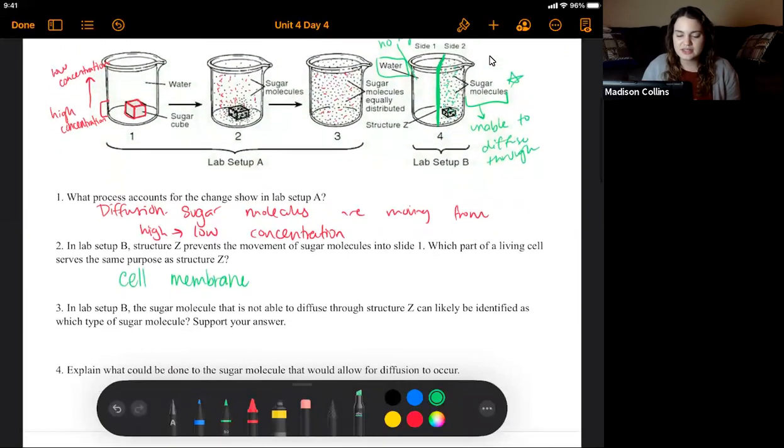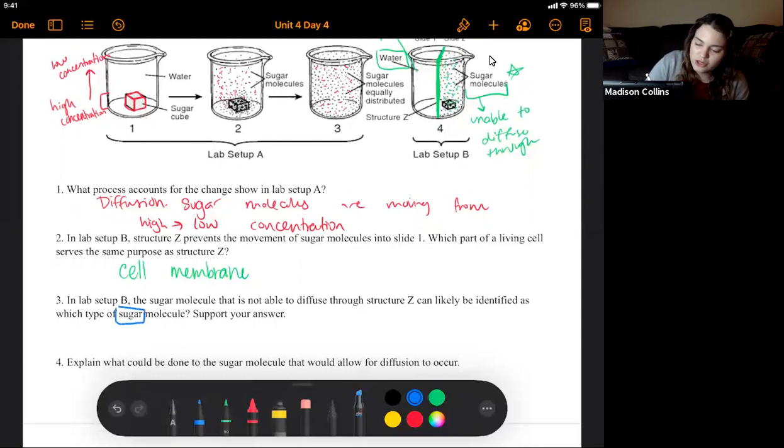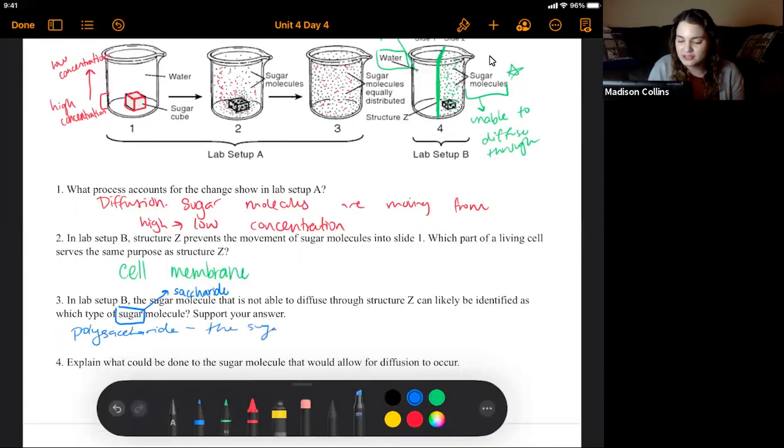All right, question 3 says, in lab setup B, the sugar molecule that is not able to diffuse through structure Z can likely be identified as which type of sugar molecule? Support your answer. So because this is a sugar molecule, we're going to refer to it as a saccharide. And I seem to remember a vocabulary word that means a really big sugar molecule. Maybe it starts with a P. That is a polysaccharide, all right? So this sugar in this example is a polysaccharide, meaning the sugar molecule is too big to diffuse through the membrane.